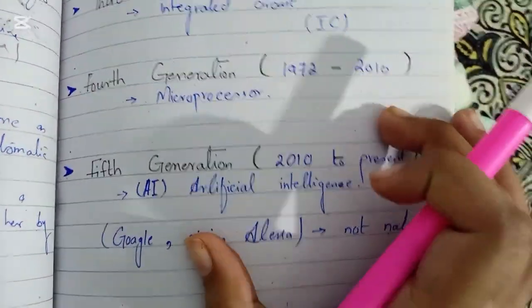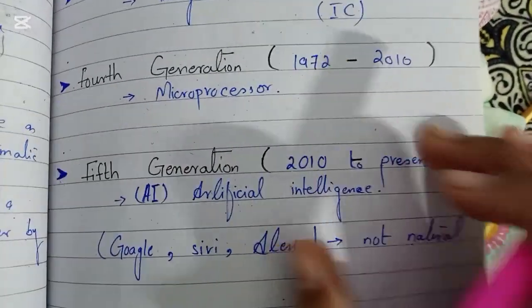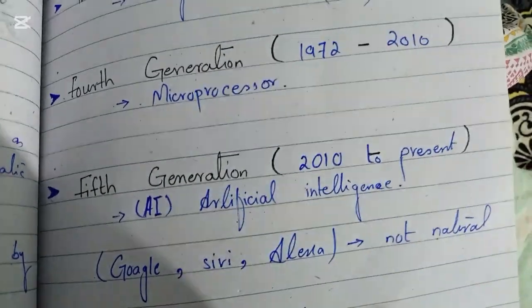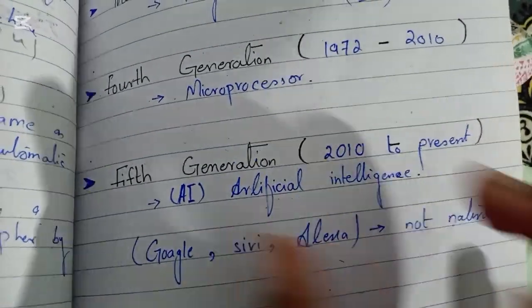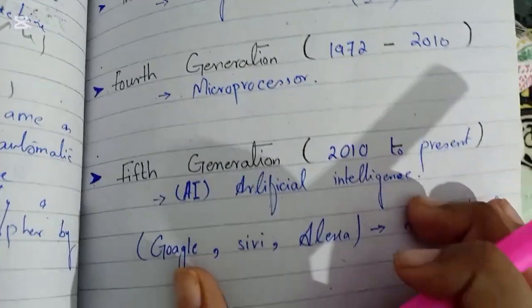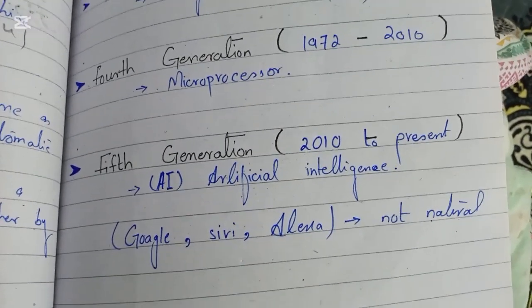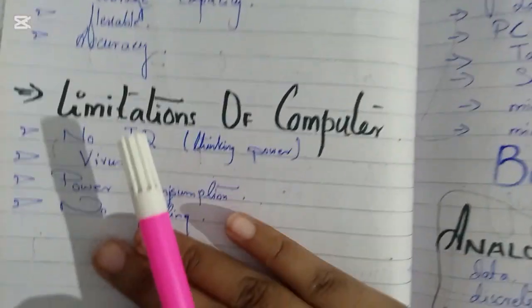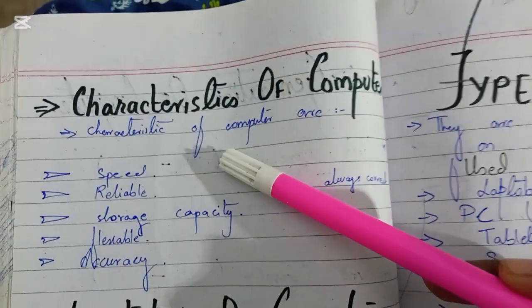AI, artificial intelligence, which is most in demand nowadays. Google, Siri, Alexa are all examples of artificial intelligence, which is the fifth generation of computer, still continuing. It is known as artificial intelligence because it's not natural. It is man-made, made through a man's mind. Alexa, Siri, and Google Assistant are examples of AI.